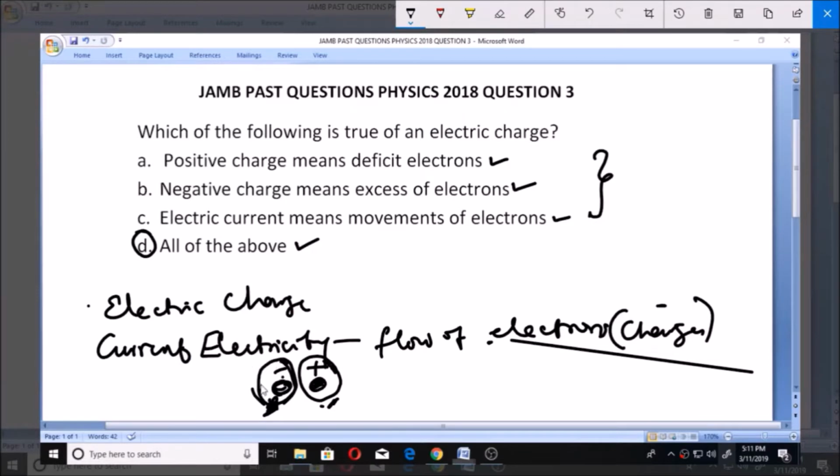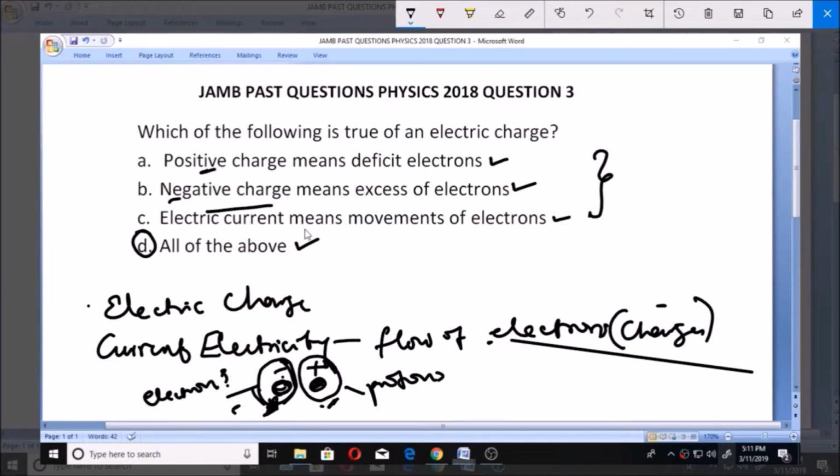So for electric charge, like I said, the electrons are negatively charged. So when they are in excess, you expect a negative charge. The protons are positively charged. When the electrons are in excess, you expect a negative charge. When they are deficit, which is opposite of excess, you expect a positive charge.